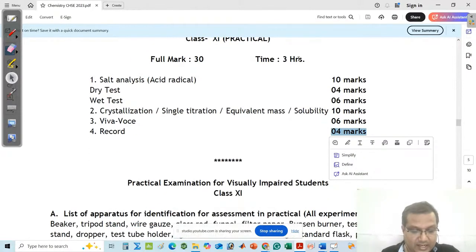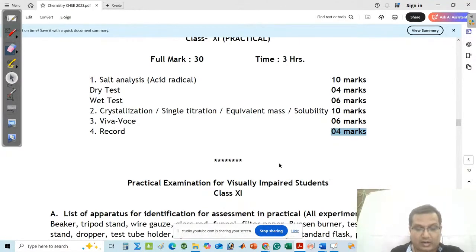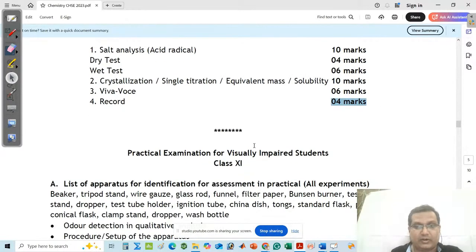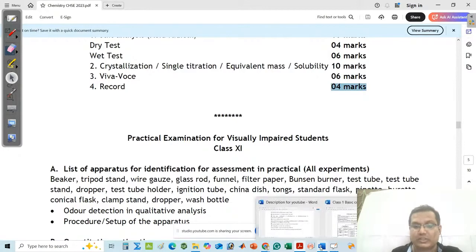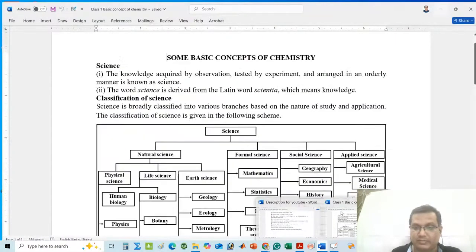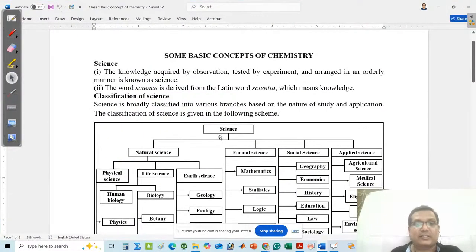Next, in the first class, let's move to unit 1. I would like to discuss some contents of the first unit. At first, I would like to ask some questions regarding the first unit, that is, some basic concepts of chemistry.